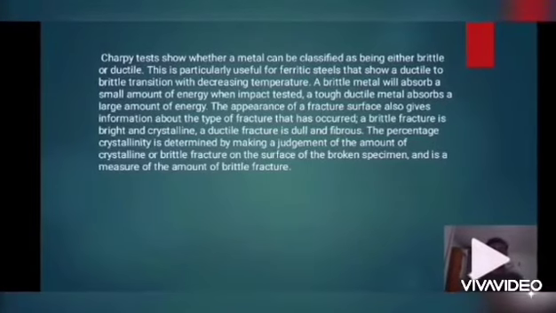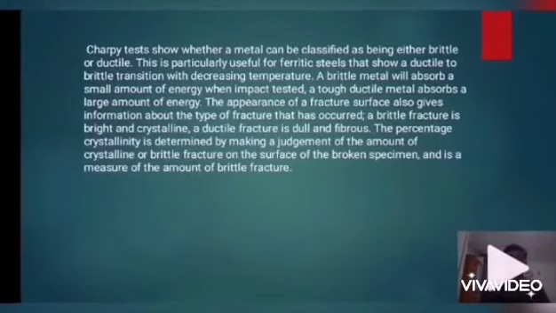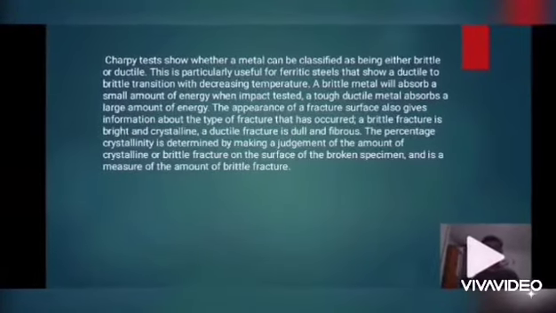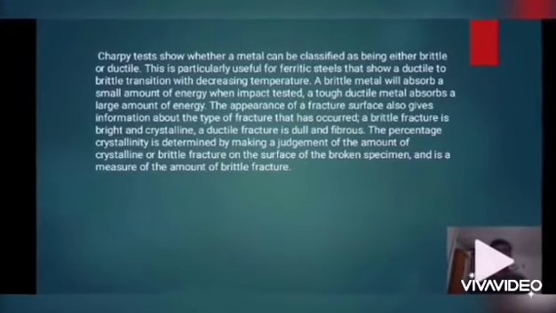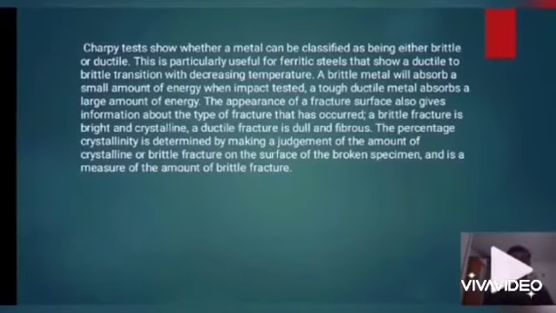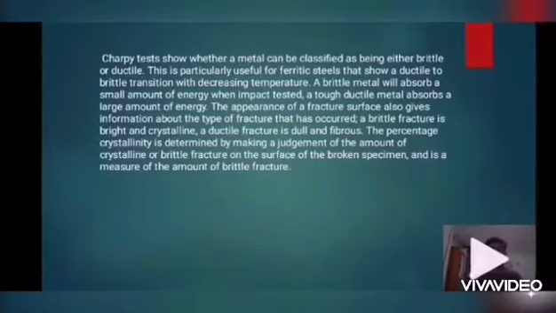A brittle fracture is bright and crystalline. A ductile fracture is dull and fibrous. The percentage crystallinity is determined by making a judgment of the amount of crystalline or brittle fracture on the surface of the broken specimen and is a measure of the amount of brittle fracture.